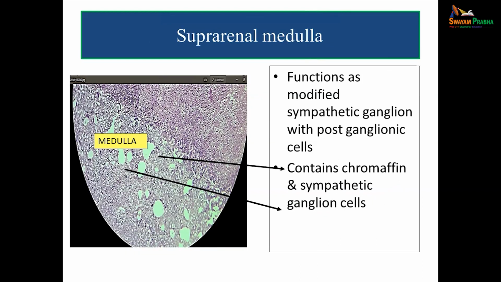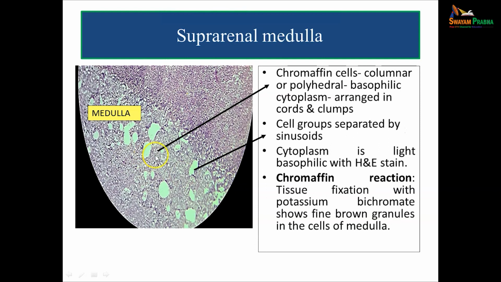The medulla of the adrenal gland functions as a modified sympathetic ganglion with postganglionic cells. They contain chromaffin cells and sympathetic ganglion cells. The chromaffin cells are columnar or polyhedral with a basophilic cytoplasm. They are arranged in cords and clumps. The cell groups are separated by sinusoids. The cytoplasm is light basophilic with hematoxylin and eosin stain.